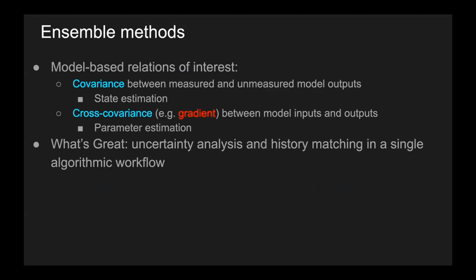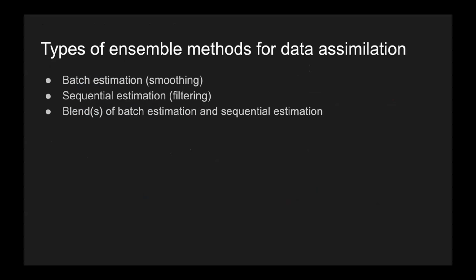So what types of relationships might we want to approximate with ensembles? In the state estimation world, we want to approximate measured and unmeasured model outputs through covariance estimation using ensembles. In the parameter estimation setting, we're interested in approximating cross-covariance or gradients between model inputs and outputs. And what's fundamentally great about ensemble methods, especially in the parameter estimation setting, is they combine uncertainty analysis and history matching into a single algorithmic workflow. Now, there are three basic types of ensemble methods for data assimilation: batch estimation, sequential estimation, and a combination of batch and sequential estimation. And we'll cover these three now.